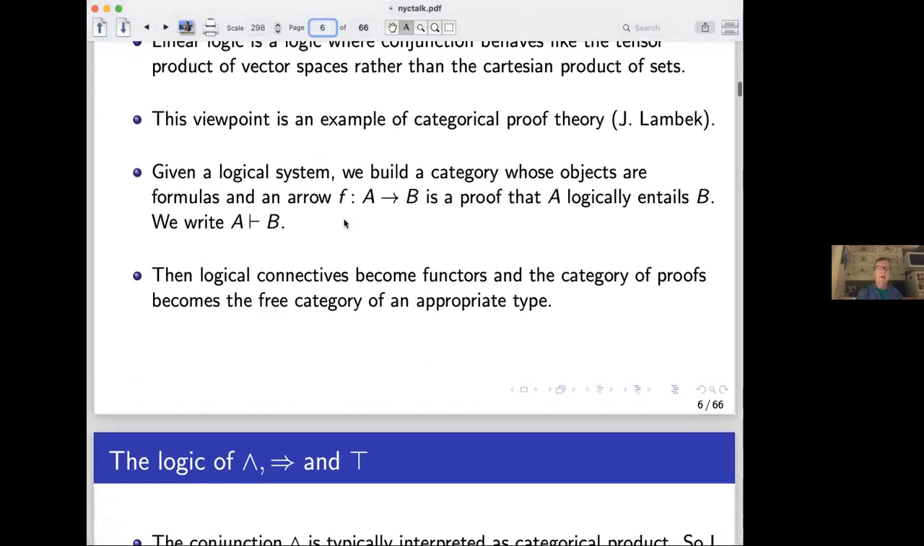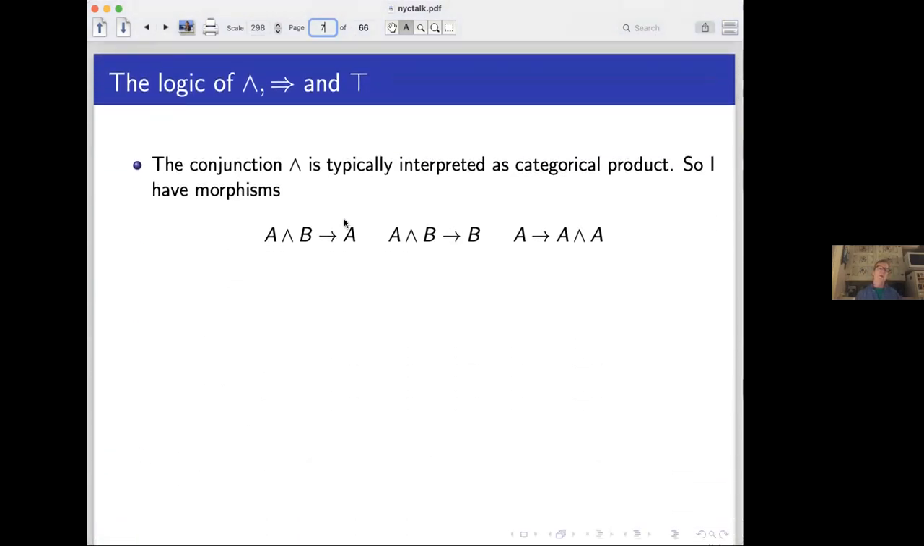So let's actually look at an example of this. Let's take a look at the logic of conjunction, implication, and true. Conjunction will be interpreted in this logic as the categorical product. And so that means in particular that I have morphisms from A and B entails A, and from A and B to B, and A to A and A. So these are the standard projections and the diagonal associated with categorical product, but now they take on a logical meaning. So now the first one says that A and B logically entails A, as you would expect. And the third one says that A logically entails A and A. So they now have a totally different meaning from this viewpoint.